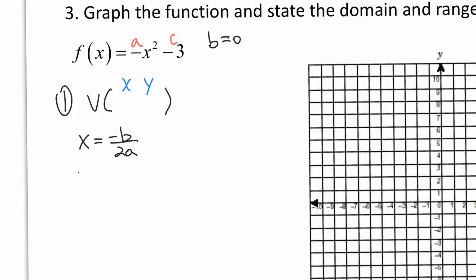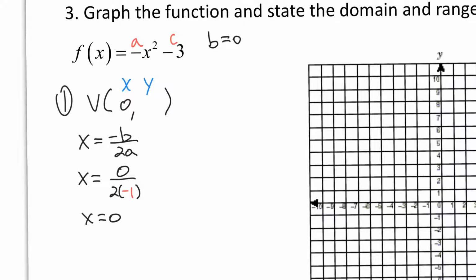You guys are going to substitute the values. So the opposite of b is 0. We have b equal to 0 here. So I'm just going to put a 0 on the top, and on the bottom we're going to multiply 2 times a negative 1, which is your a value right here in front of the x squared. So when you guys simplify that fraction, we get x equal to 0.